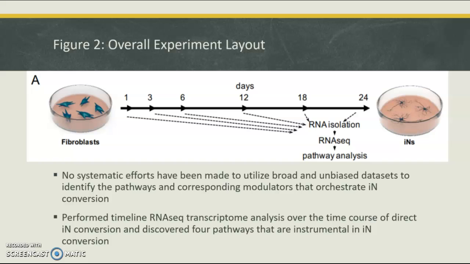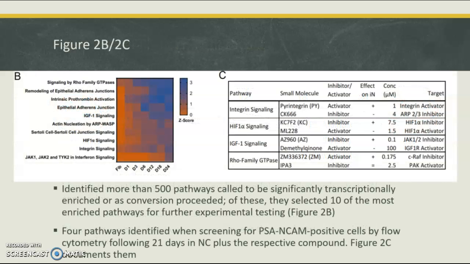So they found that there were no systematic efforts that had been made to utilize broad and unbiased datasets to identify pathways and corresponding modulators that orchestrate the induced neuronal conversion. Therefore, they wanted to test this experiment out. So, using the Ingenuity Pathway Analysis software tool for RNA sequencing, scientists discovered more than 500 pathways called to be significantly transcriptionally enriched or depleted as the conversion of fibroblasts to induced neurons proceeded.